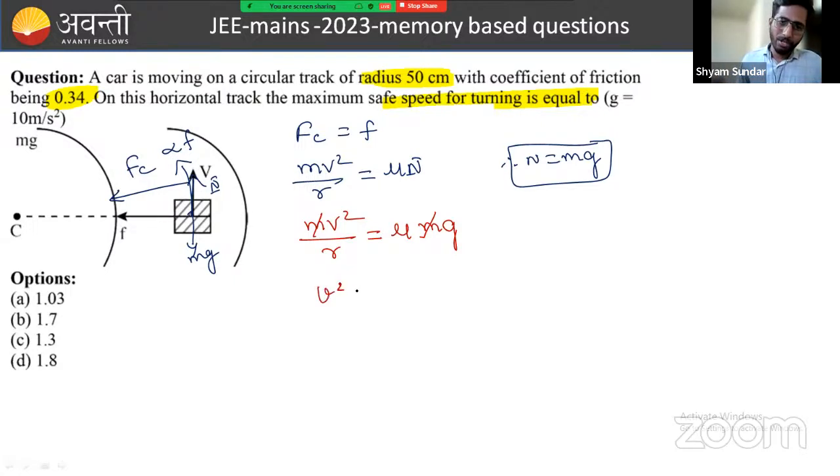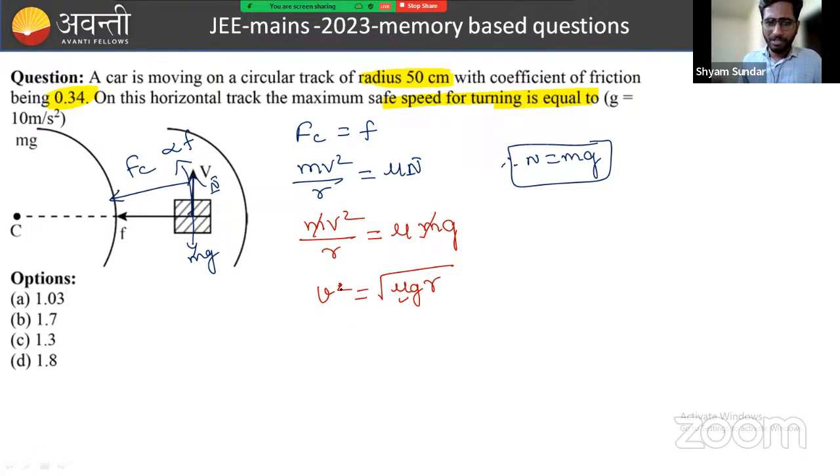Then look at this one. V is equal to the square root of mu g R. Here mu stands for the coefficient of static friction, g stands for acceleration due to gravity, and R stands for the curved radius.